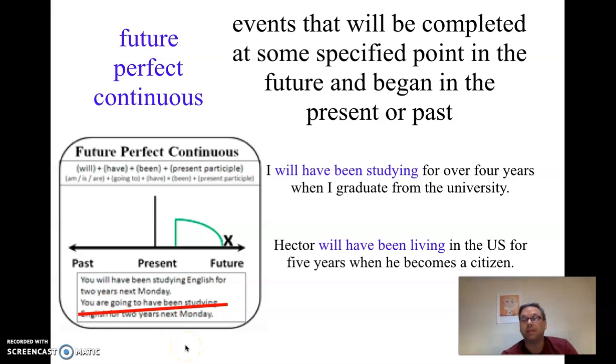Hector will have been living in the United States for 5 years when he becomes a citizen. So Hector's going to become a citizen sometime here, right? Does Hector live here now? Yes. The continuous often means it's going on now. So Hector in the present, no matter when that is, right, is living in the United States, right? And he will become a citizen sometime when it's about 5 years, right? So we don't know exactly when that is because we don't know the year.